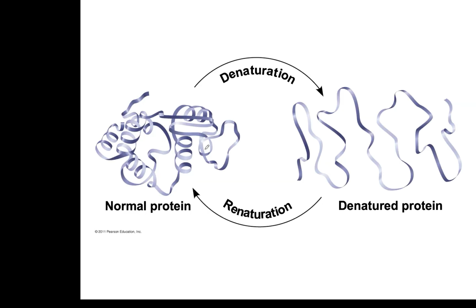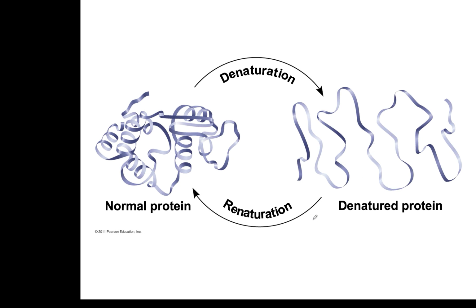So this is normal protein. If this normal protein is located in extreme pH or high temperature, then the protein cannot maintain proper chemical bonds. Then it changes its structure. We call that denaturation. And once a protein is denatured, this protein loses function.